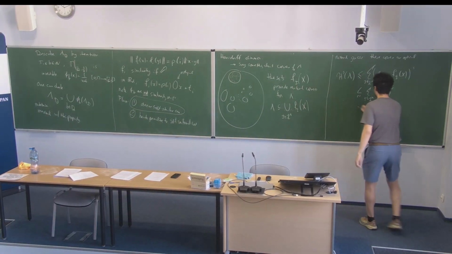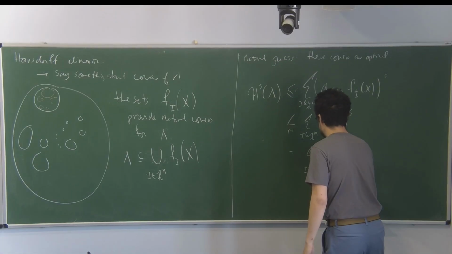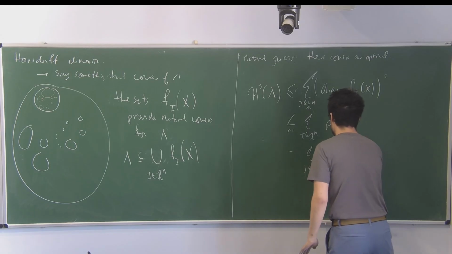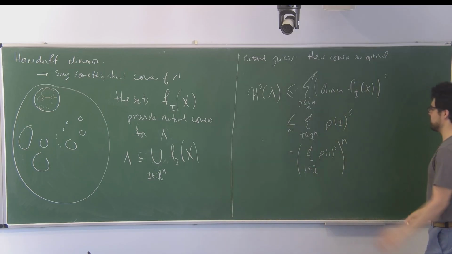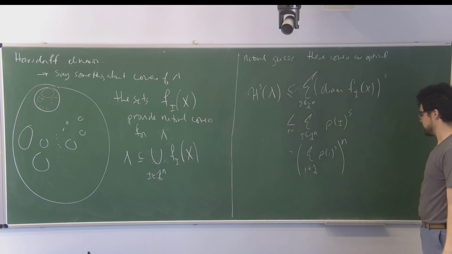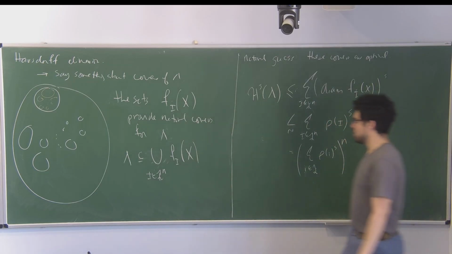So this is equal to the sum over I in I, so we only look at the sum over level 1 intervals, of rho of I raised to the power s, and then we raise this thing to the power n. Because I can write these things as a product, and then I can expand the product just by multiplying out the sum.